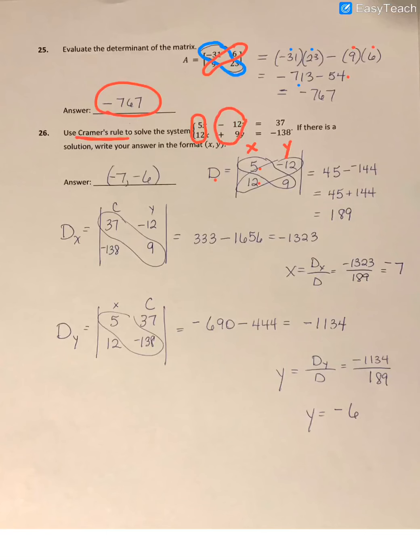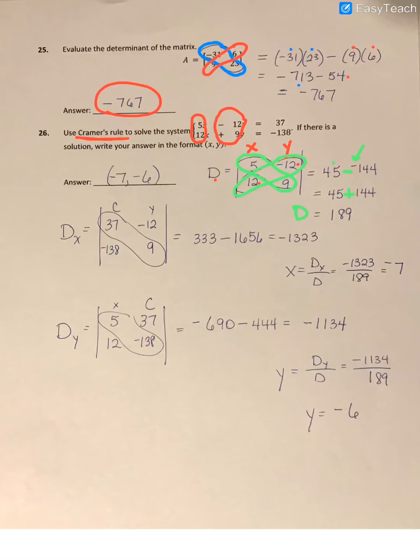Evaluate the determinant. So we first do 5 times the 9, and we got 45. And then it's always minus before you come back and do that other diagonal. So 12 times negative 12 was negative 144. Because we have minus negative 144, that turns into a plus. So my determinant here in this case is 189.